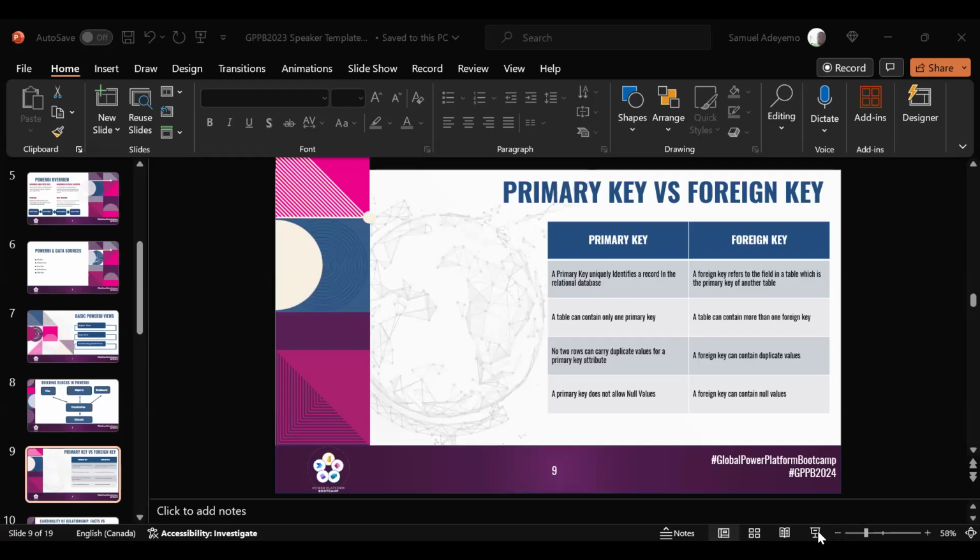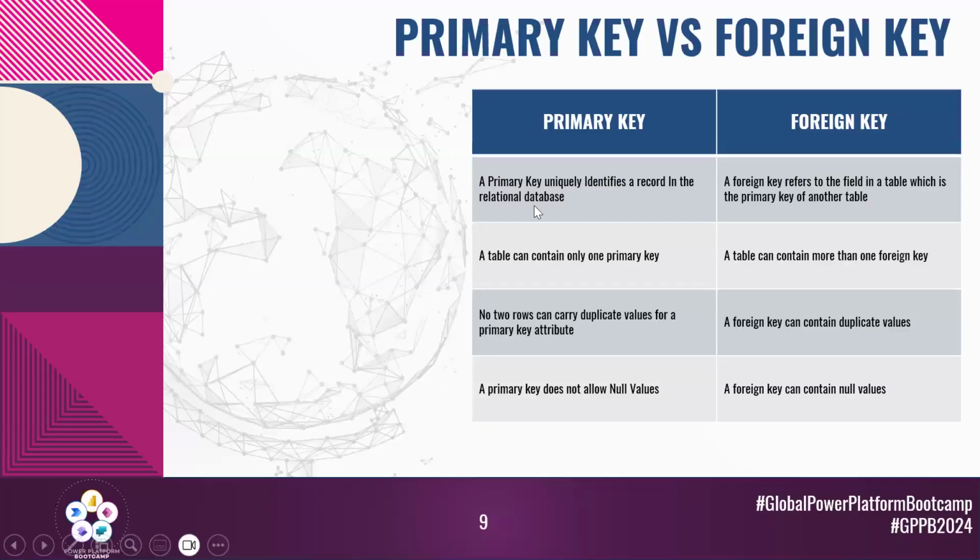So a primary key is a unique identifier of a record in a relational database, while the foreign key refers to the field in a table which is the primary key of another table. A table can contain only one primary key, yes. And for foreign key, a table can contain more than one foreign key, right?